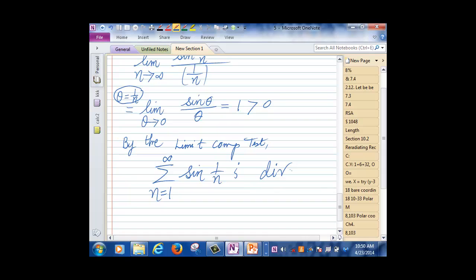Okay, you should be able to start the homework in this section. If you don't have enough time, at least do 2 problems from this section, okay?